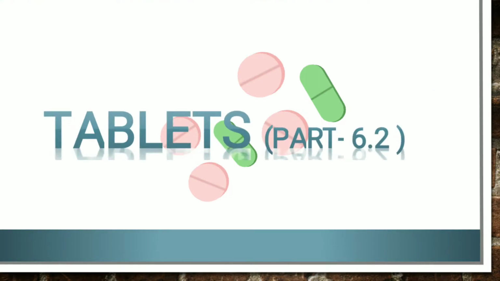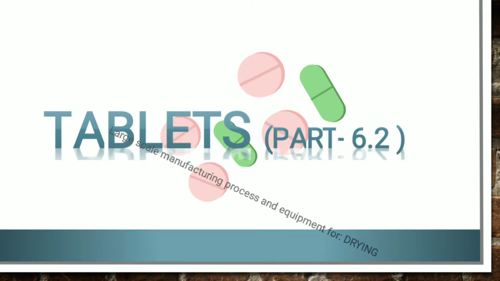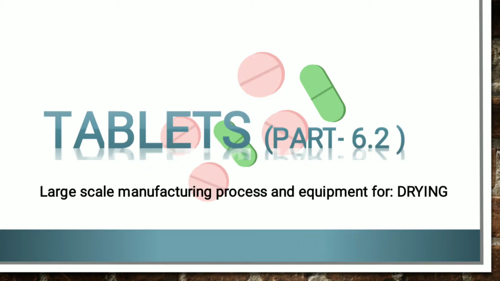Yes, welcome students to part 6.2. In this, we are going to study about large scale manufacturing process and equipments which are used for the purpose of drying. So, you are very much familiar that drying is nothing but removal of relatively small amount of water or any other liquid from material, mainly from solid but also to some extent from liquids and gases.